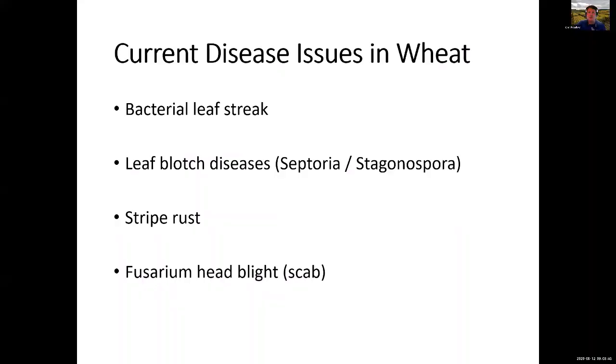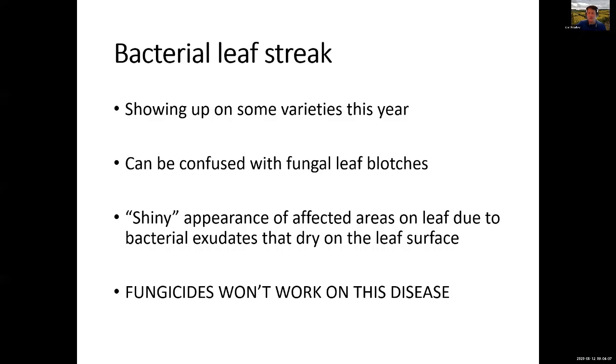I work on soybean and small grain diseases here in Princeton, although I do work across the state. So I want to cover 4 different diseases that I think are of importance so far this year at least, and you can see all 4 of those listed there. I'll just go ahead and talk about each one individually.